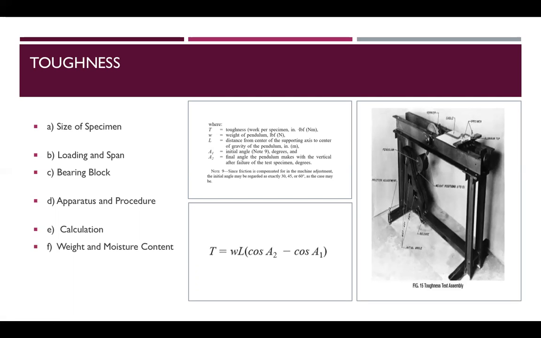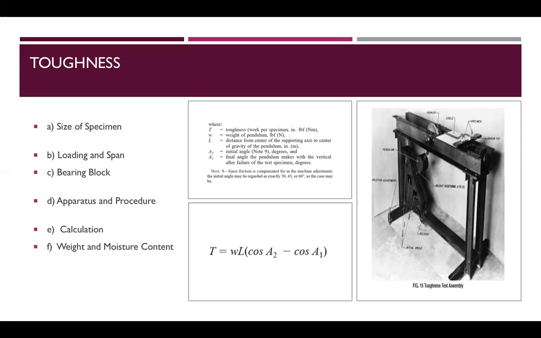And before the test, the machine is adjusted so that the pendulum hangs vertically and it compensates for friction. And for the calculation, we have the formula here. T is equal to WL (cos A2 minus cos A1), where T is toughness, W is weight of pendulum, L is the distance from the center of gravity of pendulum to the supporting axis, A1 is the initial angle, A2 is the final angle.